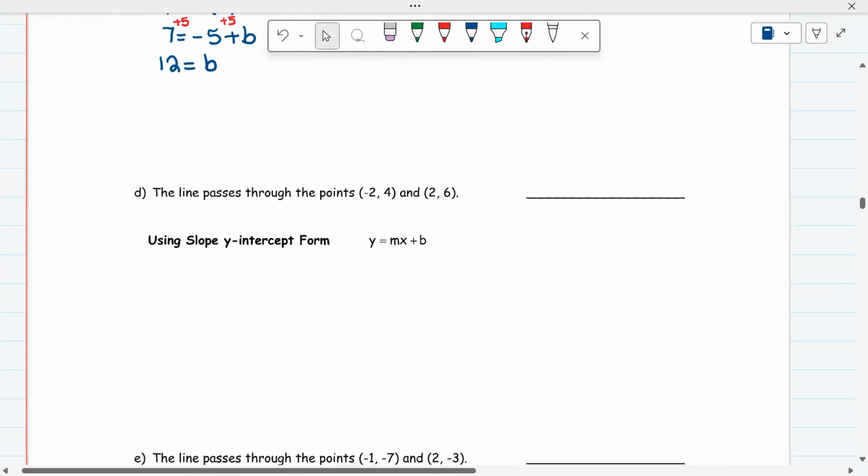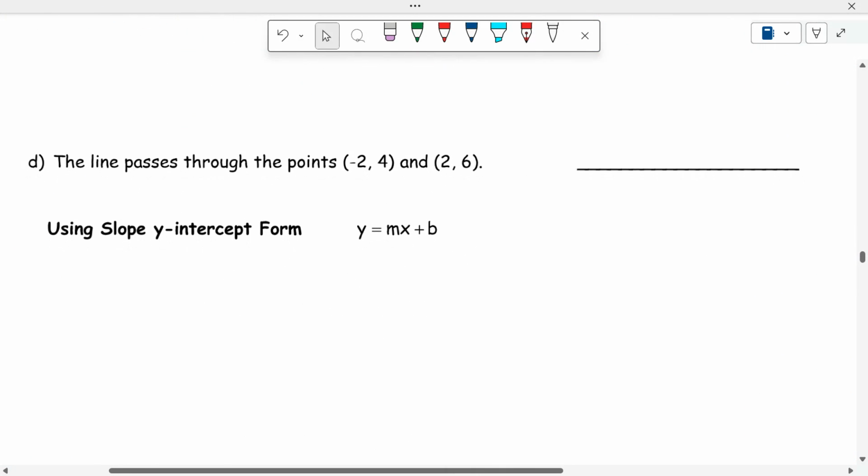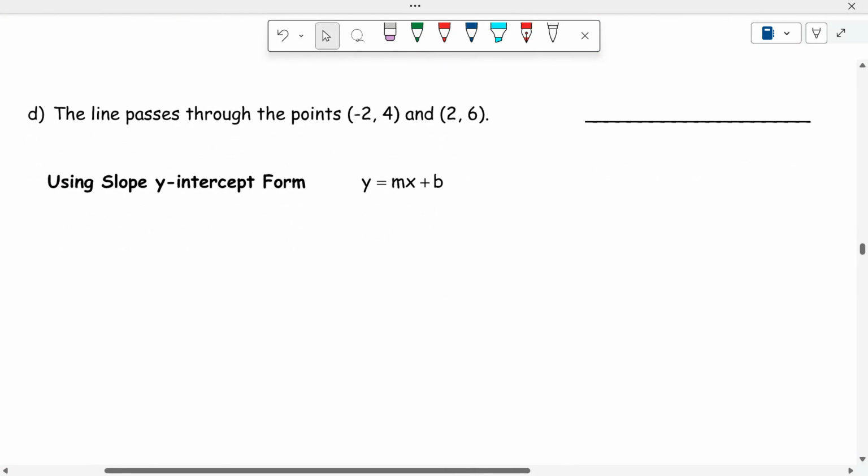All right. So the last scenario that is going to happen is if I give you 2 points. So if I give you 2 points, you're missing both m and b. But do we have a slope formula? So what do we need to be able to find our slope? We need 2 points, which would get us our rise over run scenario: difference of our y's over difference of our x's.